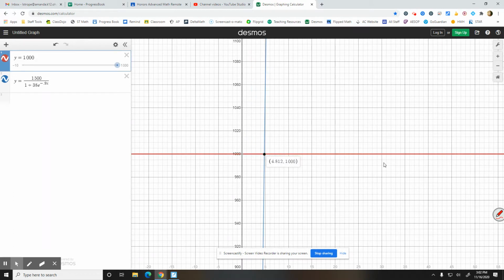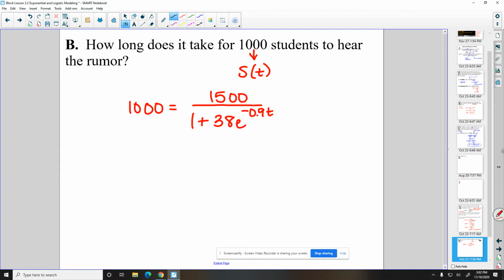They're crossing at 4.812, and 1,000 is the population. So the time would be equal to the x value, which is 4.812, and that is days. So basically, by the end of the 5th day, 1,000 people know about the rumor. So it doesn't take very long for rumors to spread.